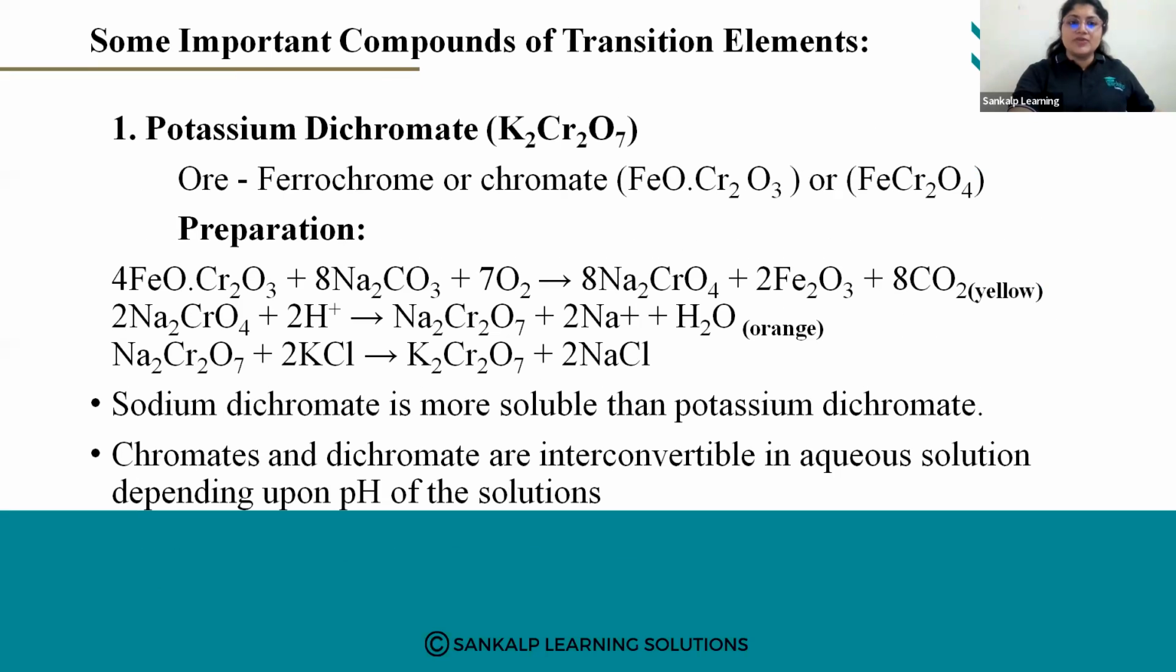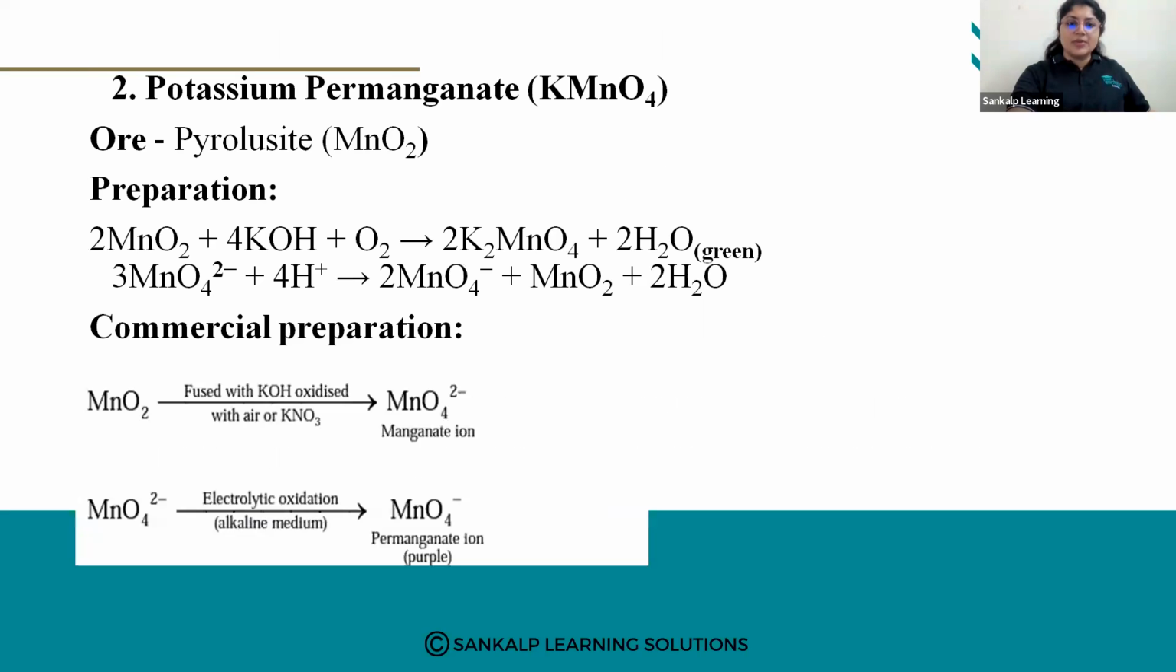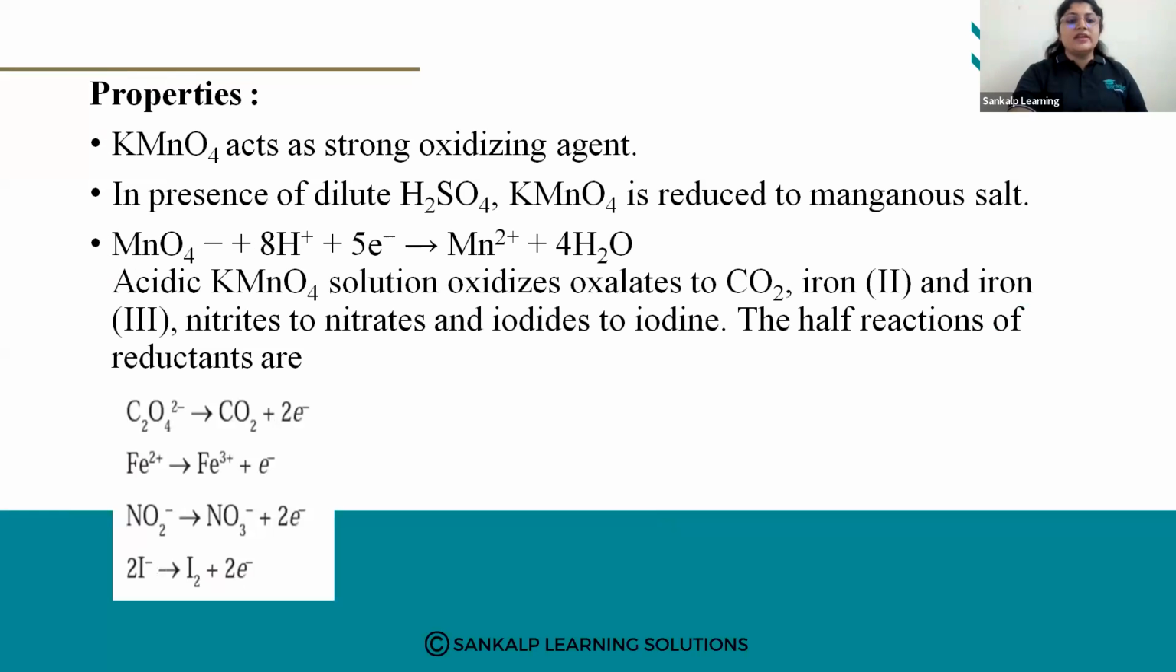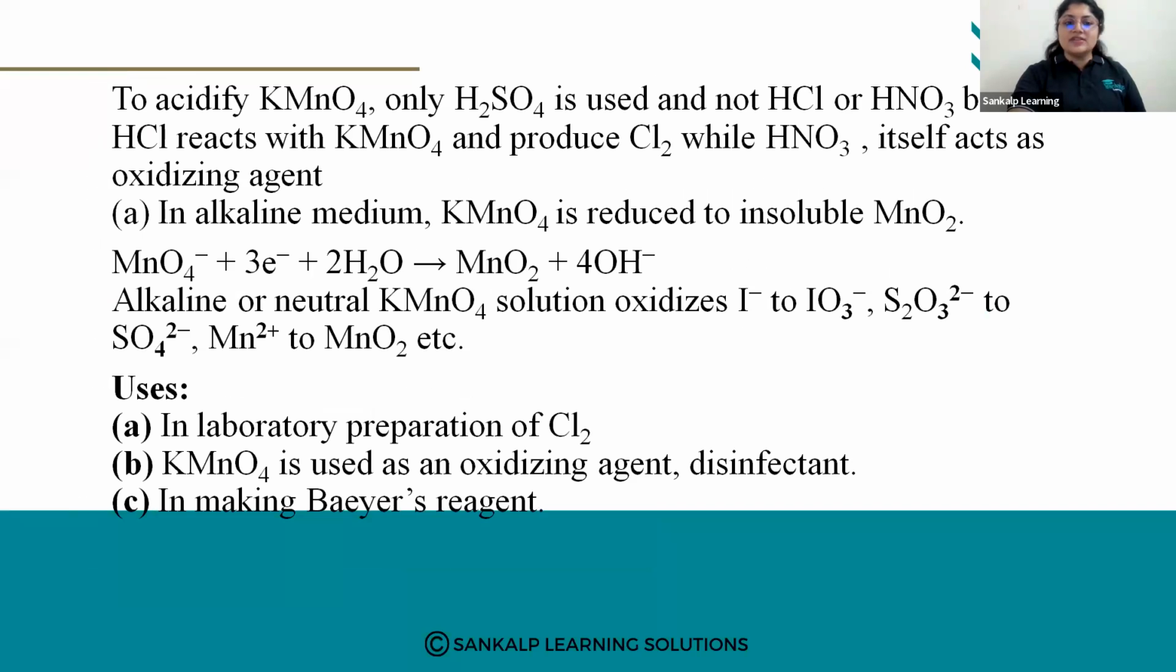Then we saw some of the important compounds of transition elements, such as potassium dichromate. The ore used is chromite, or ferrochrome. Then we discussed the preparation. The next compound we saw was potassium permanganate. The ore used for its preparation is pyrolusite. Commercial preparation also we have seen. Then we discussed the properties, and we have seen the structure.